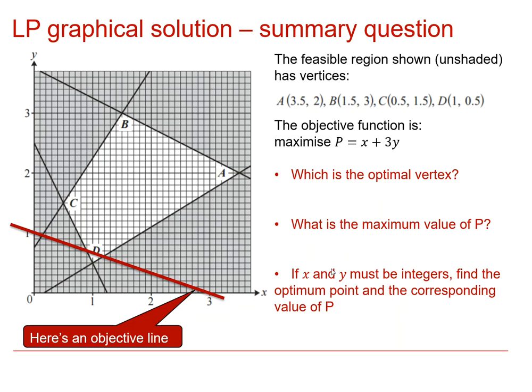And then after that, if we are now restricted so that x and y must be integers, what then is the optimal point, and what then is the corresponding value of p? And to help you, we can see that there's an objective line here. So if you want to pause the video now, you could try that yourself.